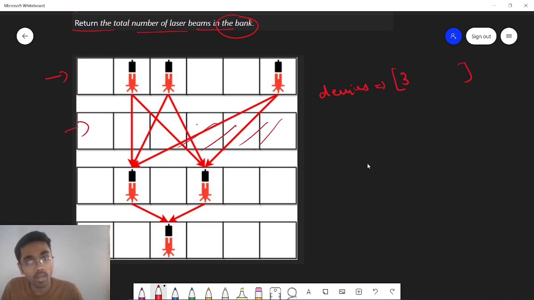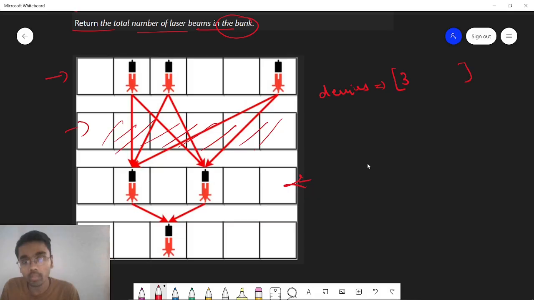So okay, we will not consider this row, because we don't have to do anything with a row which doesn't have any devices. We need to take care only of those rows which have some devices. So we'll skip this row. We will not push anything into this devices array.